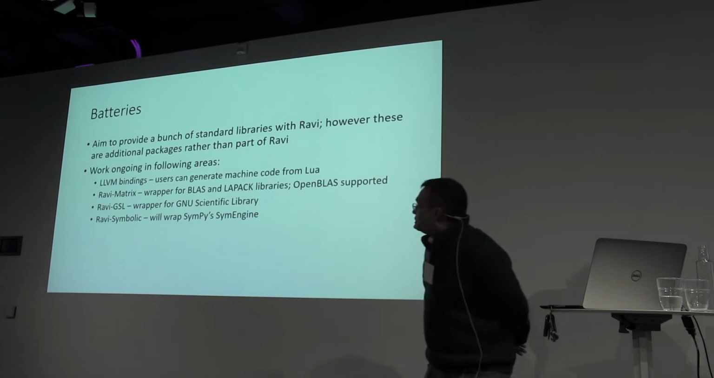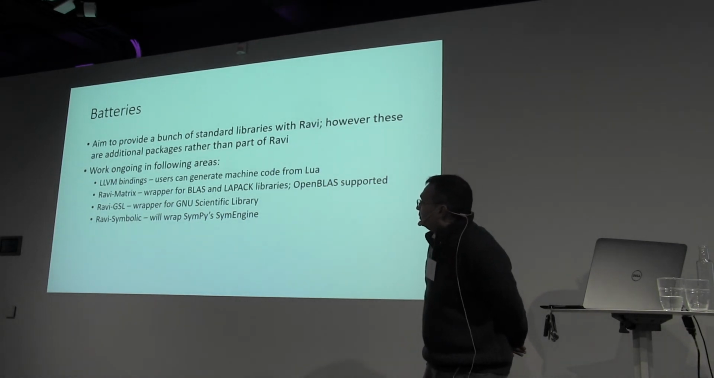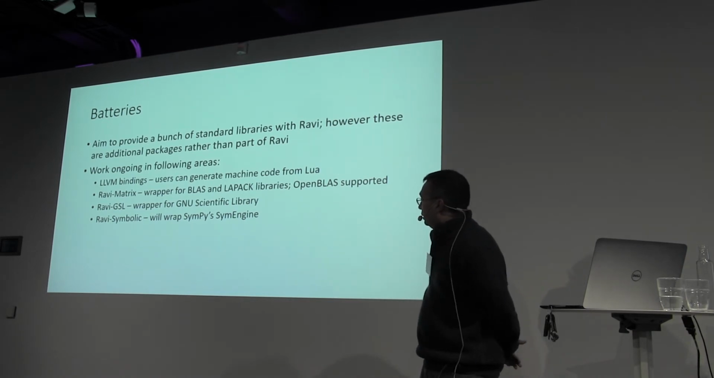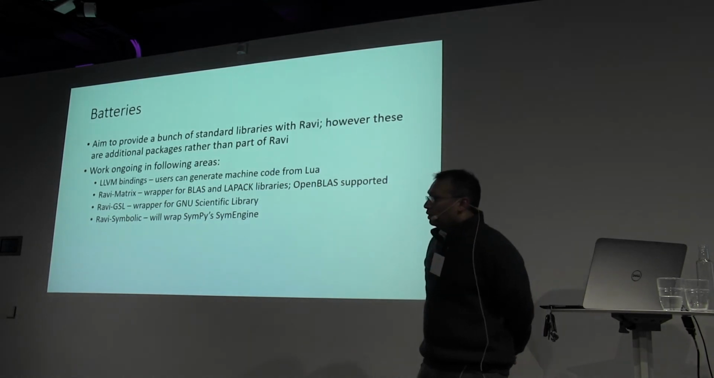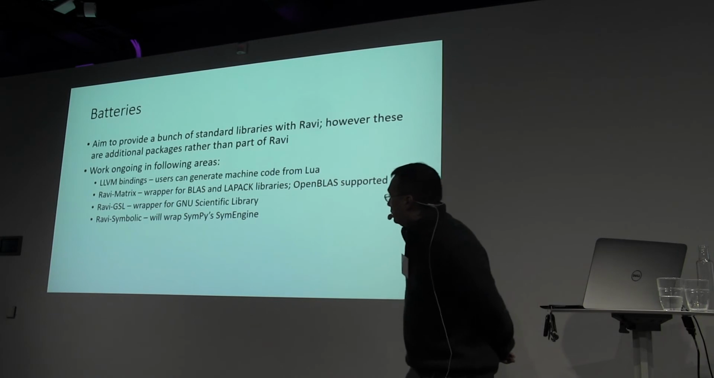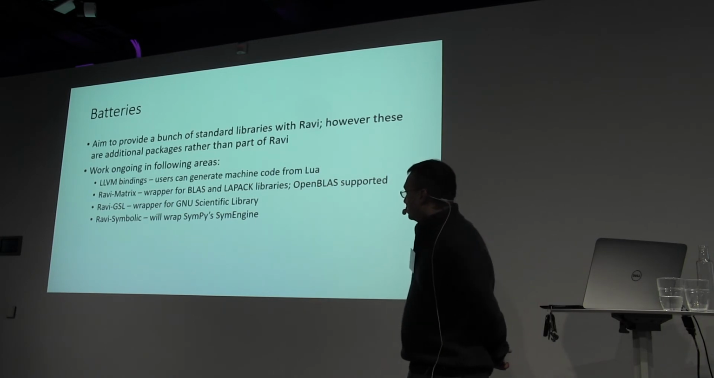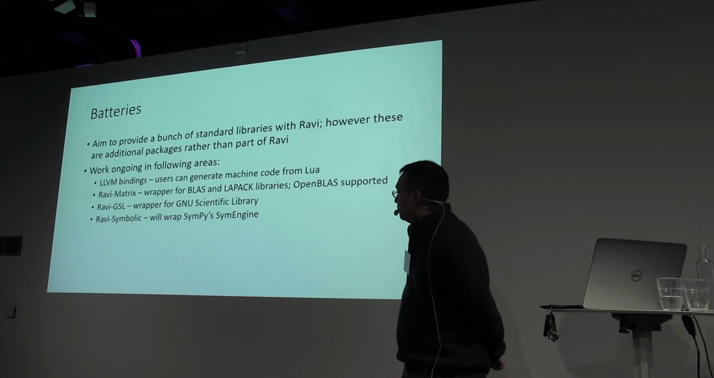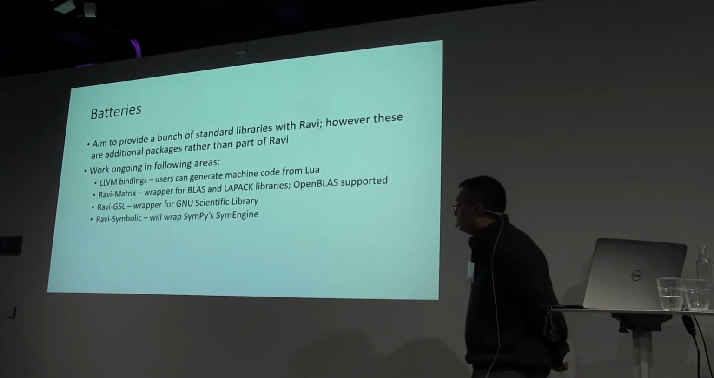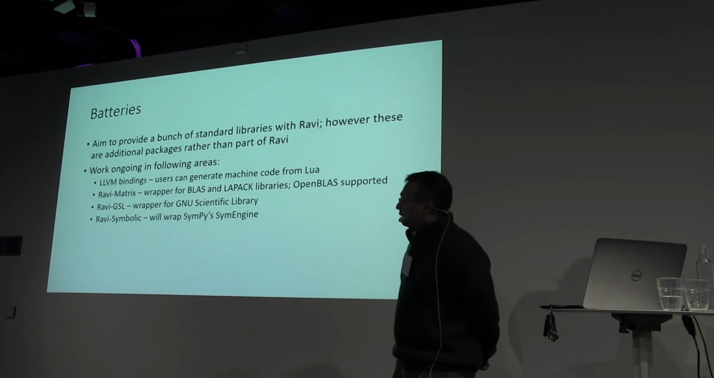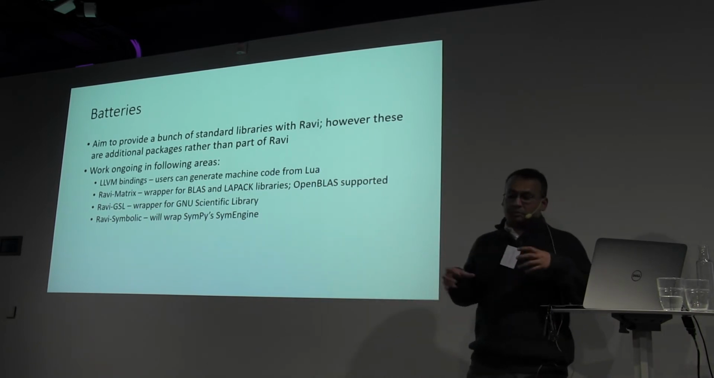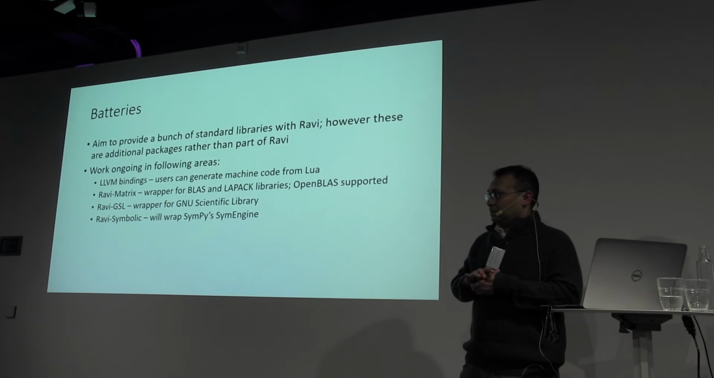So my aim is not to just build the language, but also provide some libraries. And my interest is primarily in providing numeric stuff. So I've been working on things like a matrix library, a wrapper for the GNU Scientific Library, a symbolic library, which is going to be probably a wrapper for SymEngine from the SymPy project. And maybe I'll add more, but the focus is primarily on what I need for my purposes.